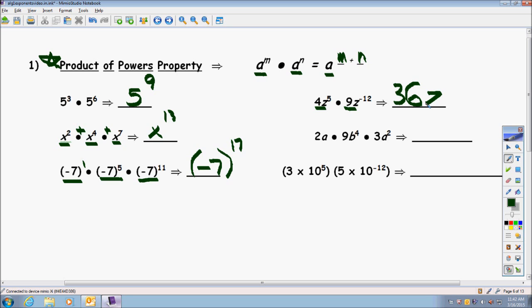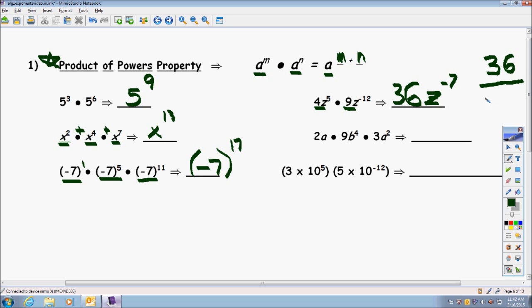Now we use the exponent properties for exponents. Z's are the same. 5 plus negative 12 is negative 7. Okay, now the negative 7 is bad. We can never have negative exponents. So as we learned in the previous slide, we're going to move it downstairs. And then we're going to have 36 over z to the positive 7. It's always easier than you think. It really is.